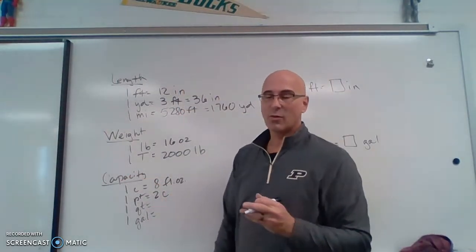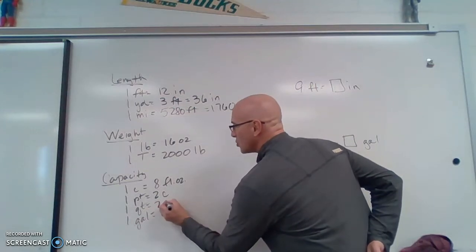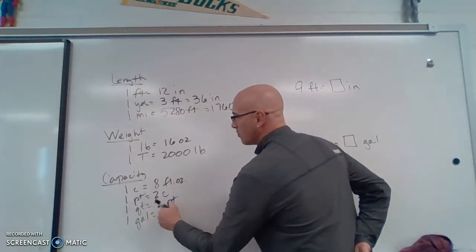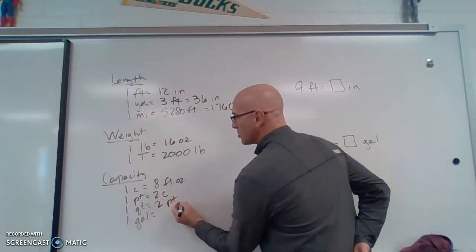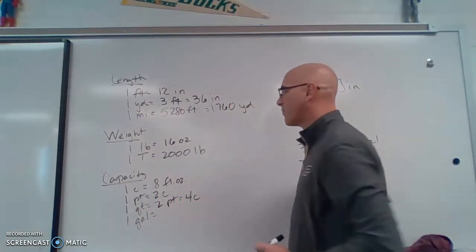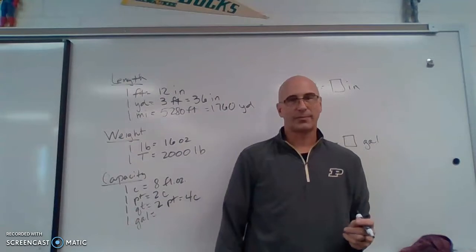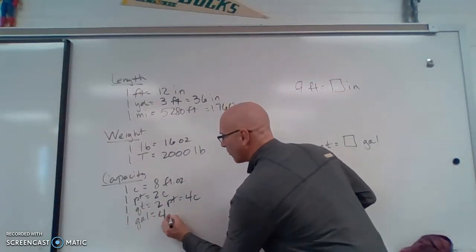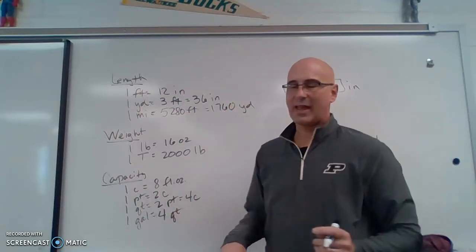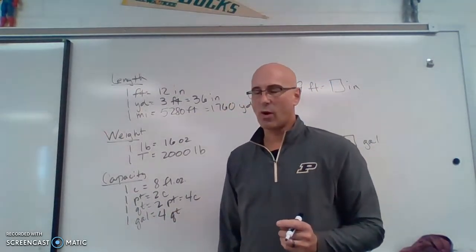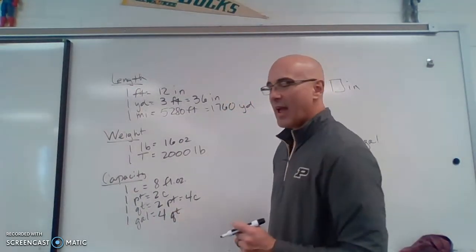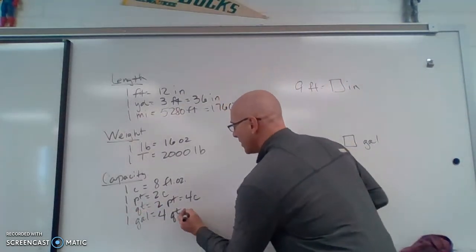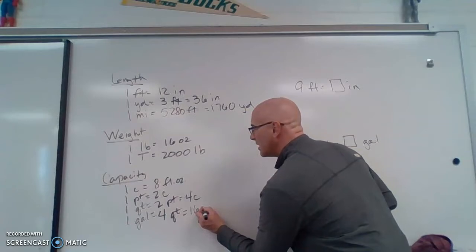1 quart. There are 2 pints in a quart. And if there are 2 pints, each pint has 2 cups, which is the same as 4 cups in a quart. And then 1 gallon, there are 4 quarts in a gallon. 4 quarts in a gallon.